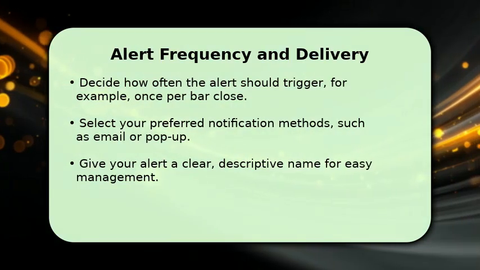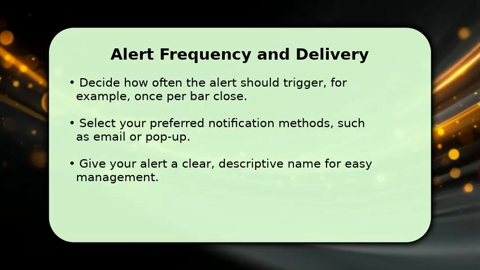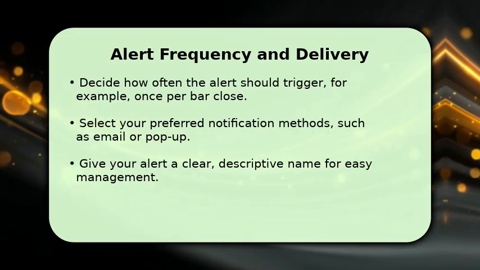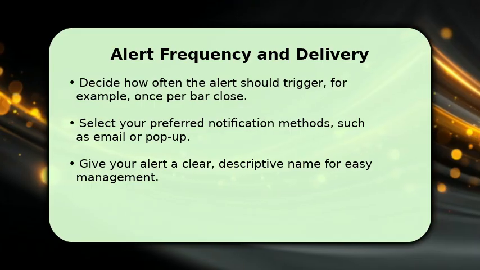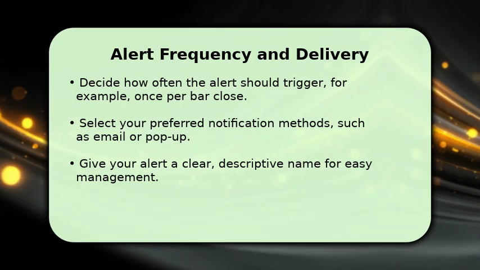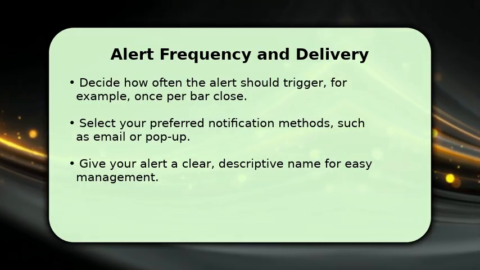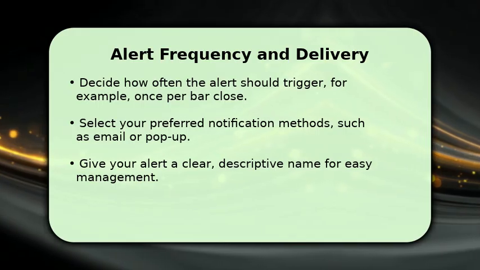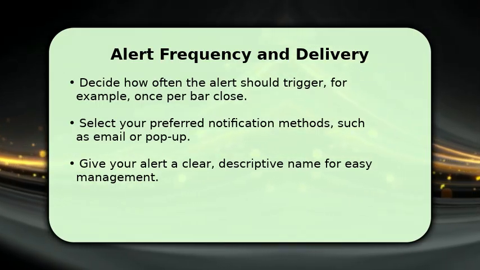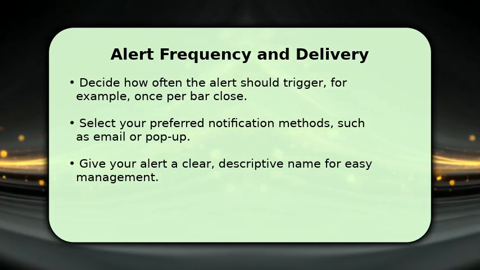Next, you'll decide on the alert's frequency and how you wish to receive notifications. Consider how often you want the alert to trigger. For example, once per bar close is a common setting to avoid excessive alerts. Then, select your preferred notification methods. TradingView offers options like email, pop-up messages, or even webhook URLs. Finally, give your alert a clear, descriptive name. This helps you easily identify and manage it later among your other active alerts.